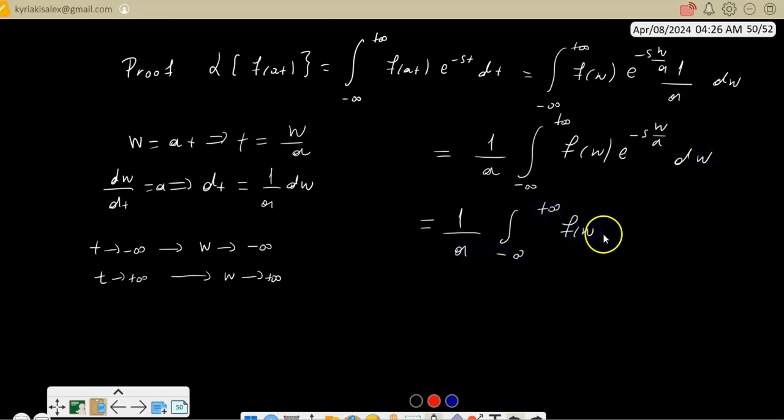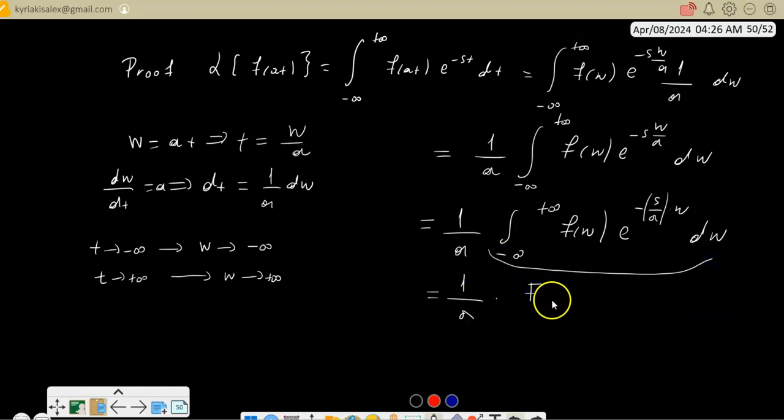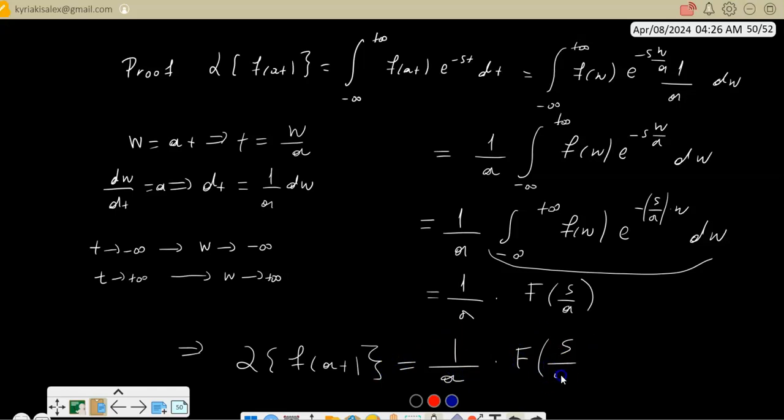It is f of w e to the minus s divided by a times w dw. So from here, this is the function capital F of s divided by a. So from here, I have that the Laplace transform of the scaling of this function f equals 1 divided by a times capital F of s divided by a.